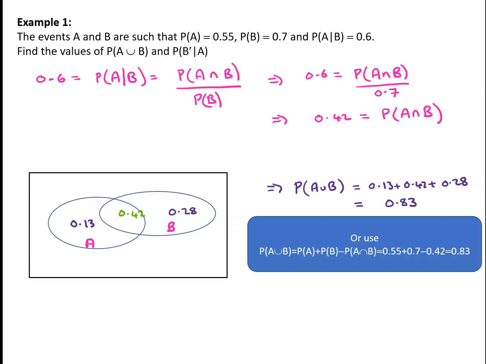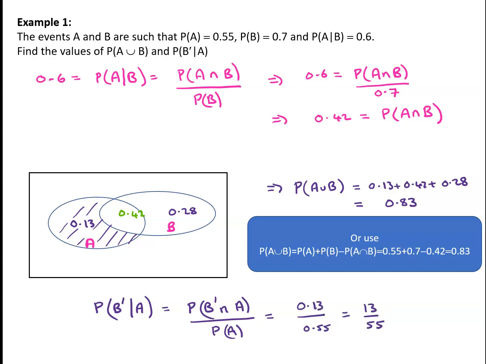To find the probability of not B given that A has occurred, we need to use our rule for conditional probabilities. So the probability of not B given that A has occurred is the probability of not B and A divided by the probability of A. The probability that B doesn't happen and A does happen is the probability that we are in the shaded area of our Venn diagram, which is 0.13. So we've got 0.13 divided by 0.55, so 13/55 for the probability.